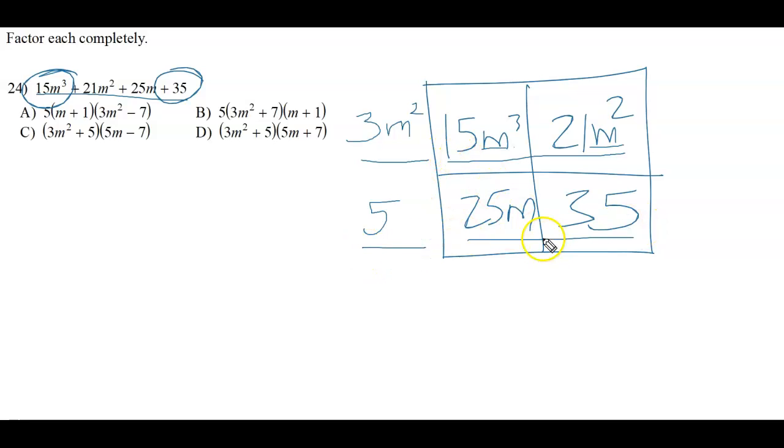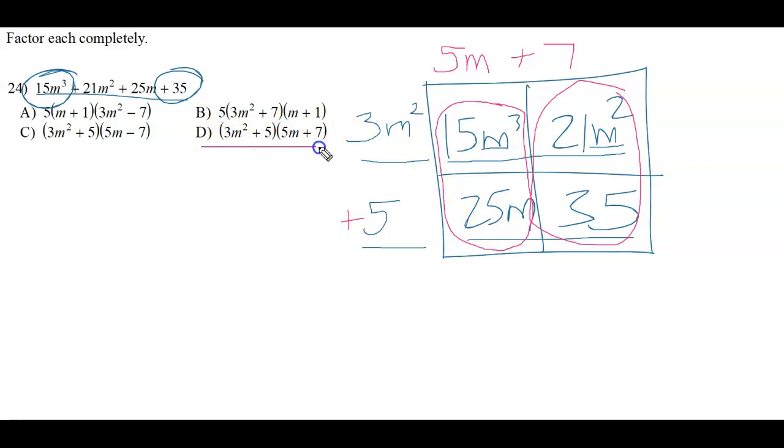Okay. Now we're going to repeat that process, but this time we're going to be going vertically. So let's look at these two terms. What is the greatest common factor for these two terms? For 15 and 25, the biggest thing you take out is 5. And for m cubed and m to the first, the most you could take out is m. Repeat that process for the last column here. The biggest thing you could take out of 21 and 35 is 7, but you can't take out any variables. Okay, and that does it. You've got your answer. It's 5m plus 7 and 3m squared plus 5. So that would be this guy here, option.